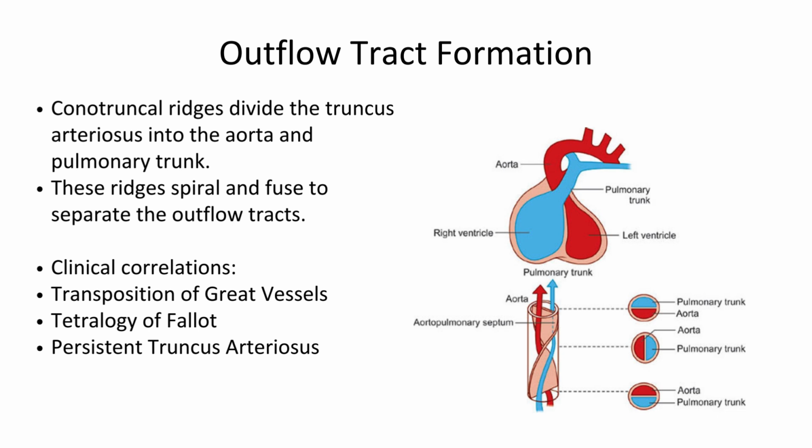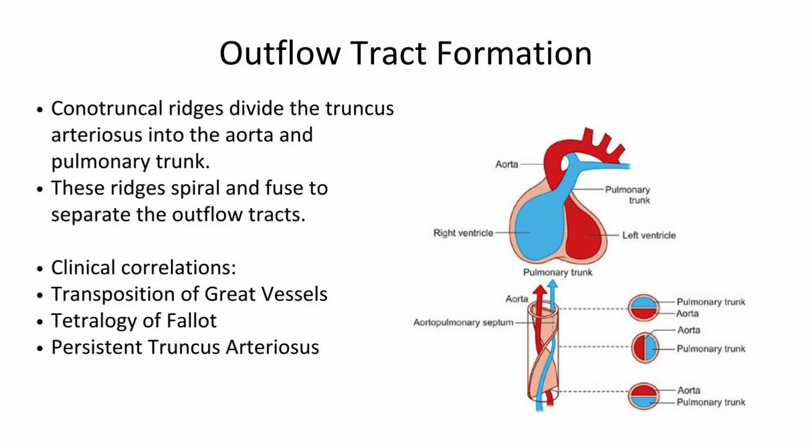This spiral nature is critical. Without it, the aorta and pulmonary artery could end up attached to the wrong ventricles. If these ridges don't form or spiral properly, you get major congenital heart defects like transposition of the great vessels, where the aorta arises from the right ventricle and the pulmonary artery from the left ventricle.